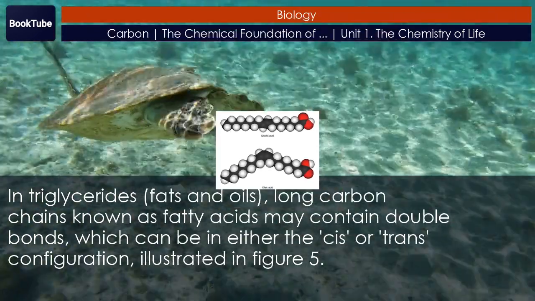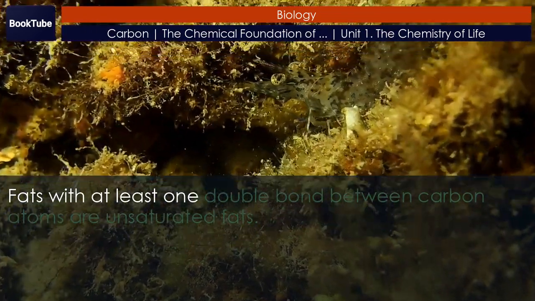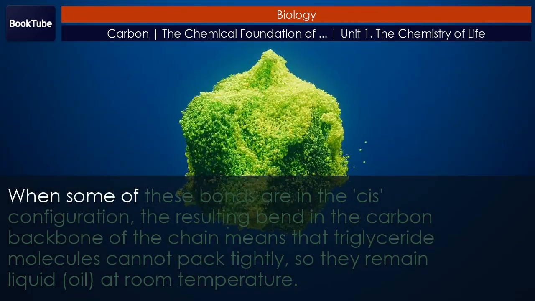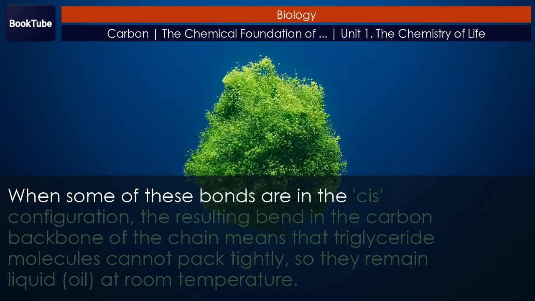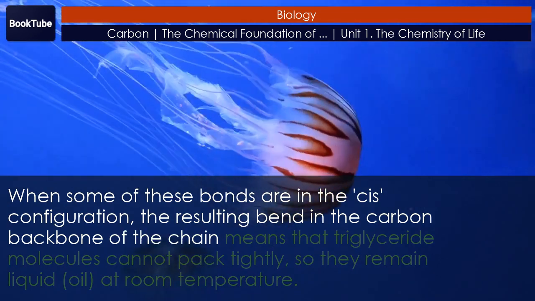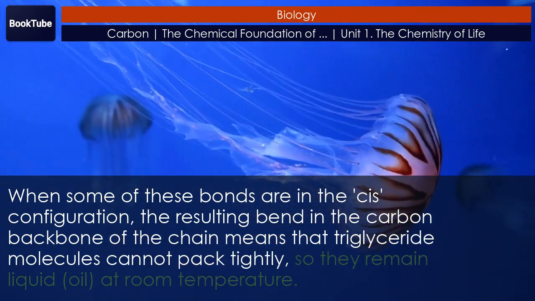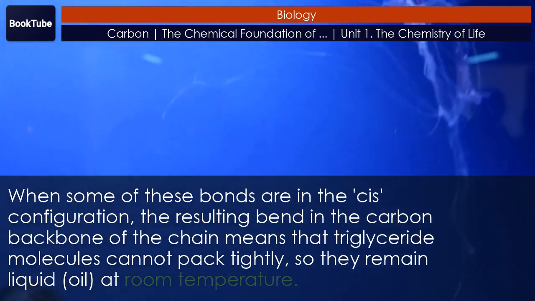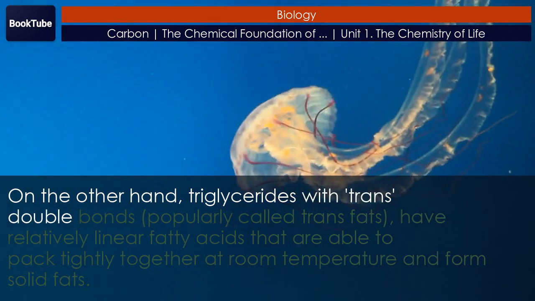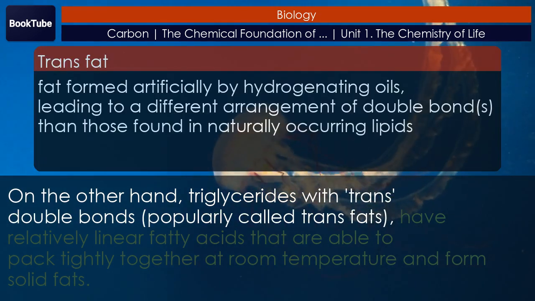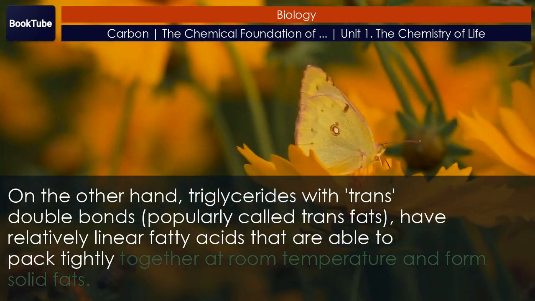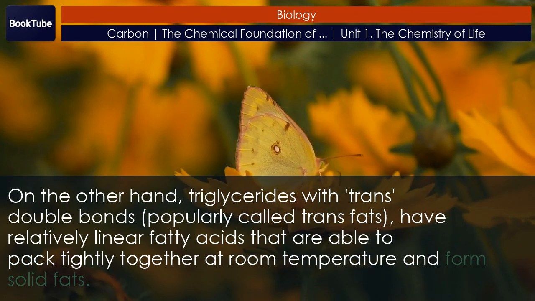Illustrated in Figure 5, fats with at least one double bond between carbon atoms are unsaturated fats. When some of these bonds are in the cis configuration, the resulting bend in the carbon backbone of the chain means that triglyceride molecules cannot pack tightly, so they remain liquid oil at room temperature. On the other hand, triglycerides with trans double bonds, popularly called trans fats, have relatively linear fatty acids that are able to pack tightly together at room temperature and form solid fats.